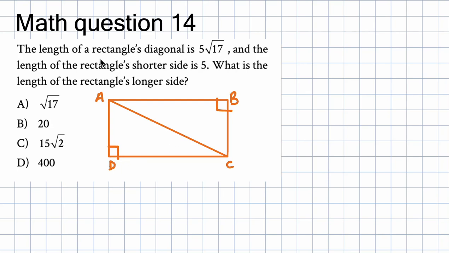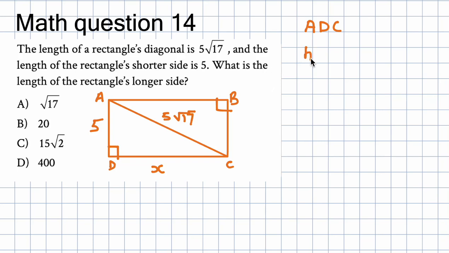So let's write the data. The length of the rectangle's diagonal is 5 root 17. And the length of the rectangle's shorter side is 5. What is the length of the rectangle's longer side? We have to find this, right? Because ADC is a right-angled triangle, I can apply Pythagoras over here.